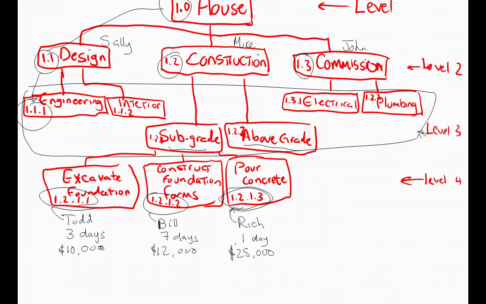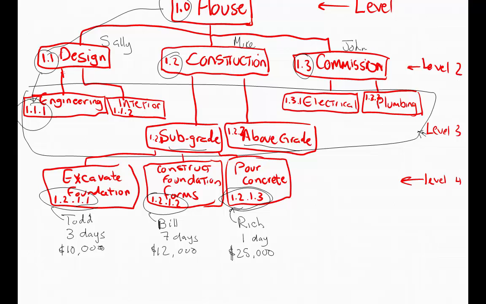So by assigning duration and cost to each work package, you can roll it up to the next level in your WBS and assign a cost and a duration for that particular sub-deliverable, and roll it up again all the way until you get to your overall project cost and duration. And this gives you a good estimate of your overall project cost and duration.